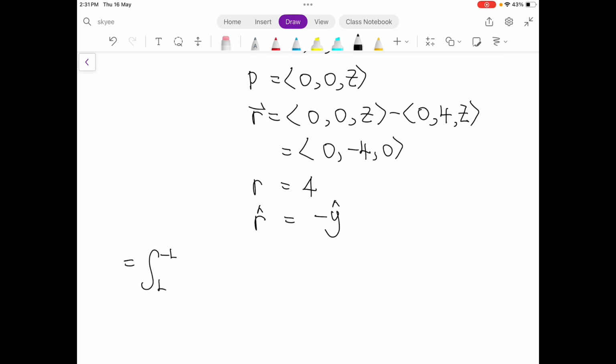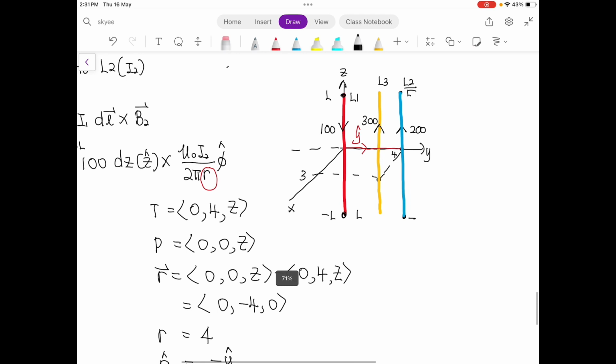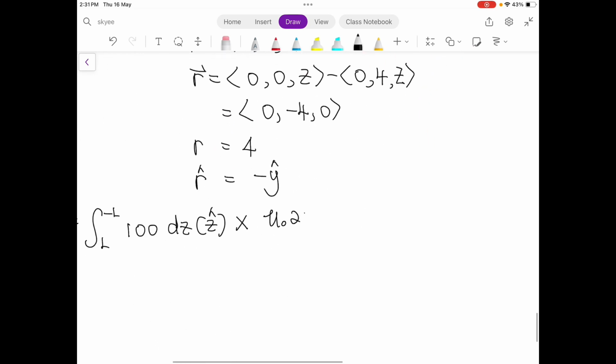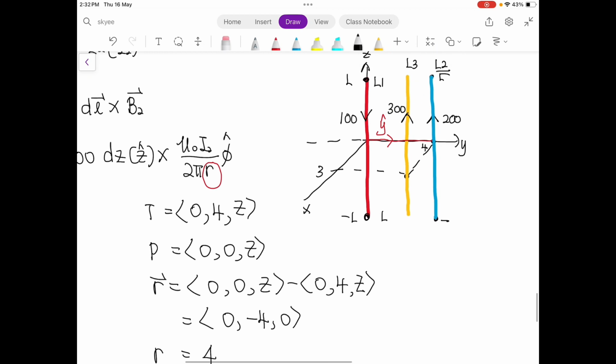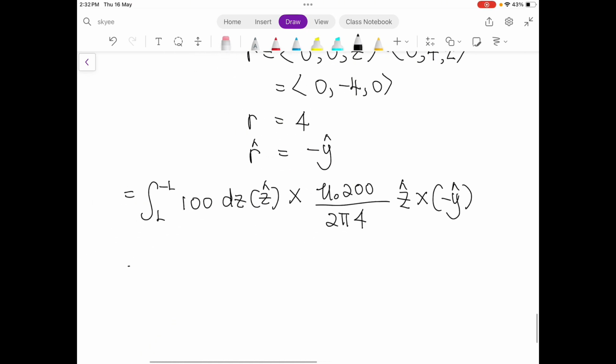So you can put it inside the integral from negative L to L. We have 100 dz and z, cross product mu naught, my I2 is equal to 200 over 2 pi r. R is equal to 4, and the direction of your current I2 is the positive z direction, cross product with the negative y unit vector r. So now you can calculate it.